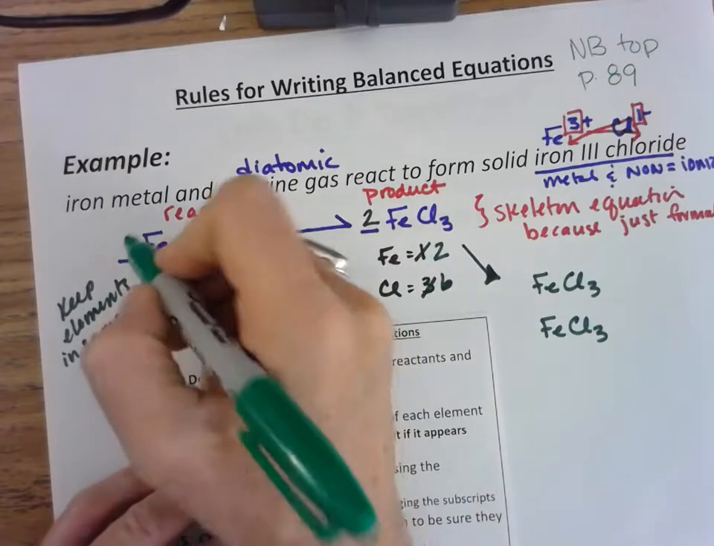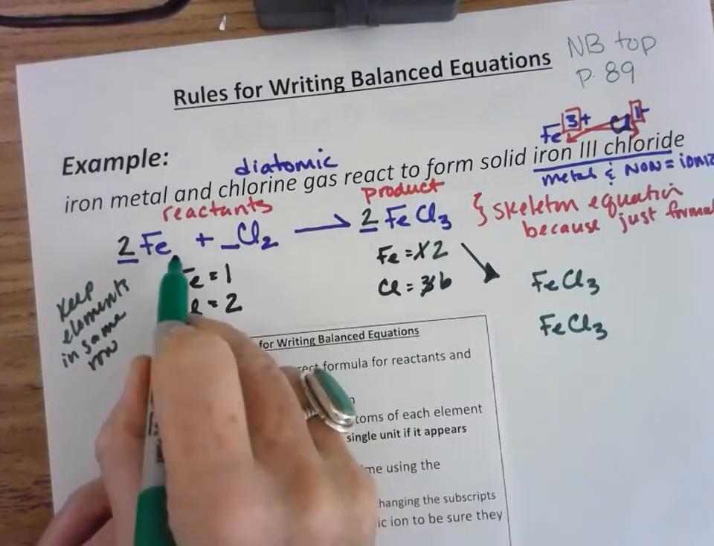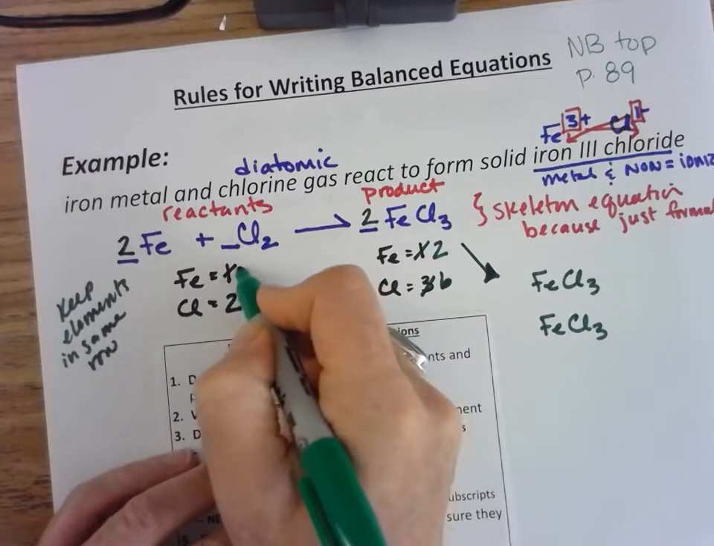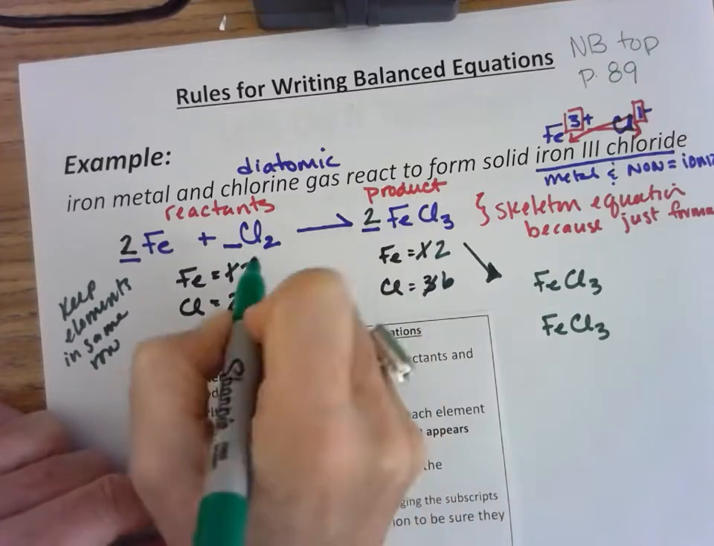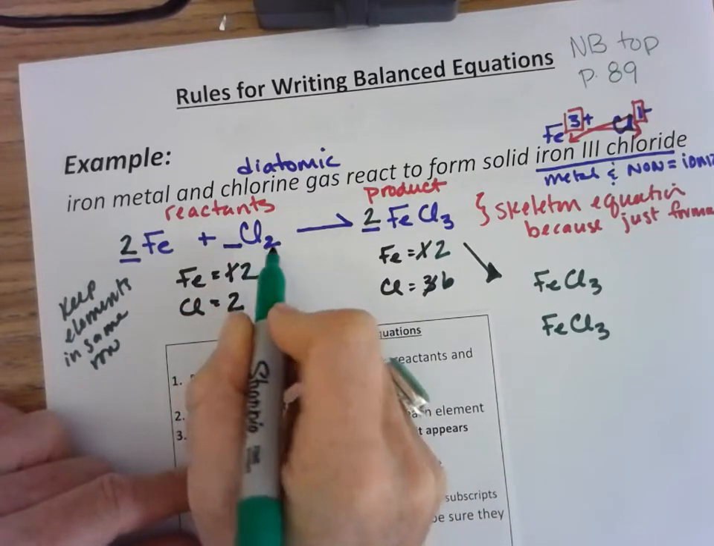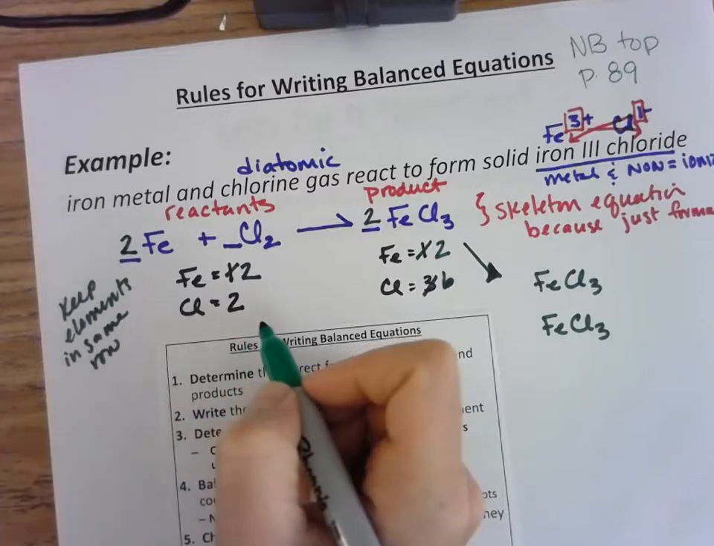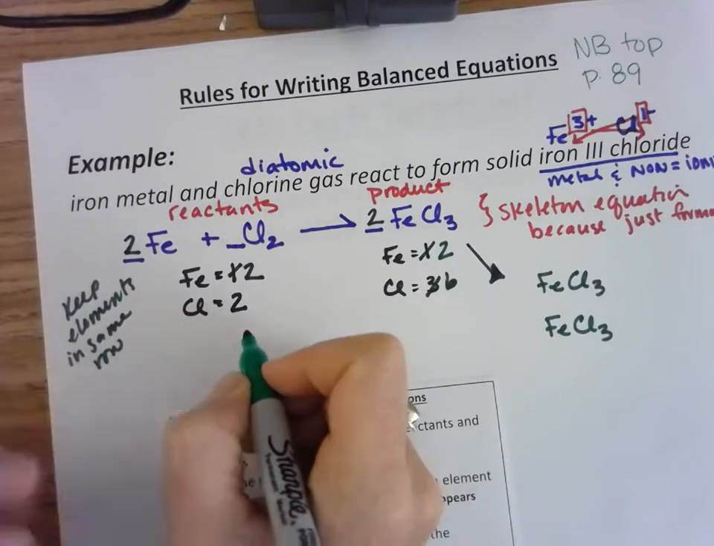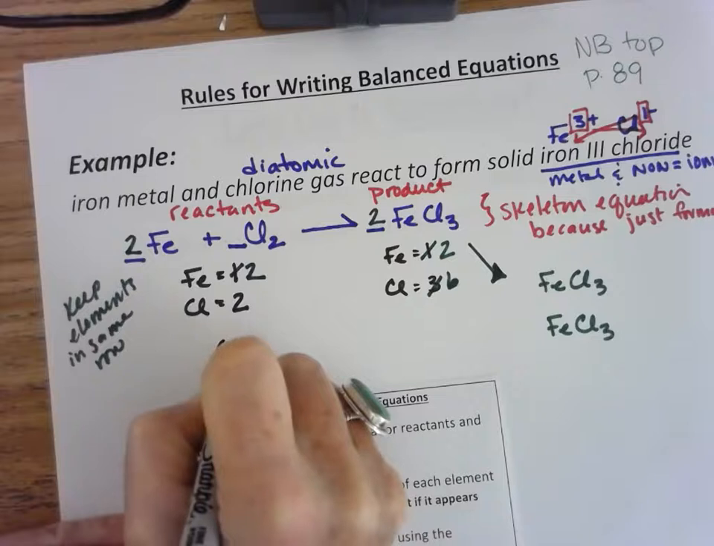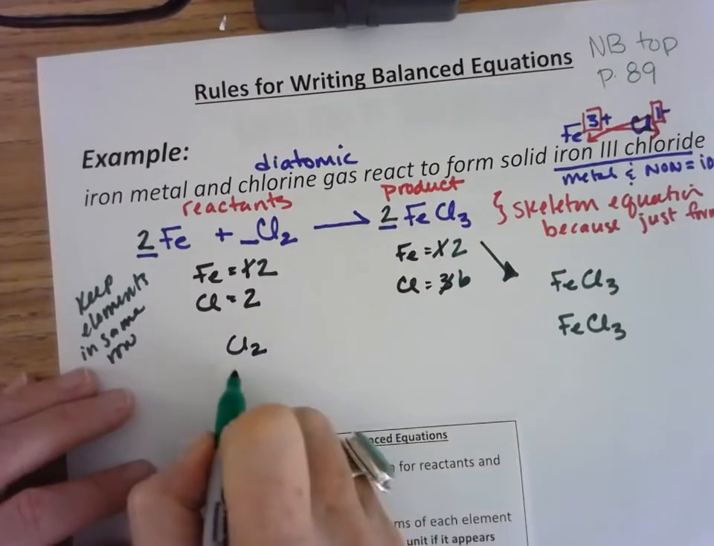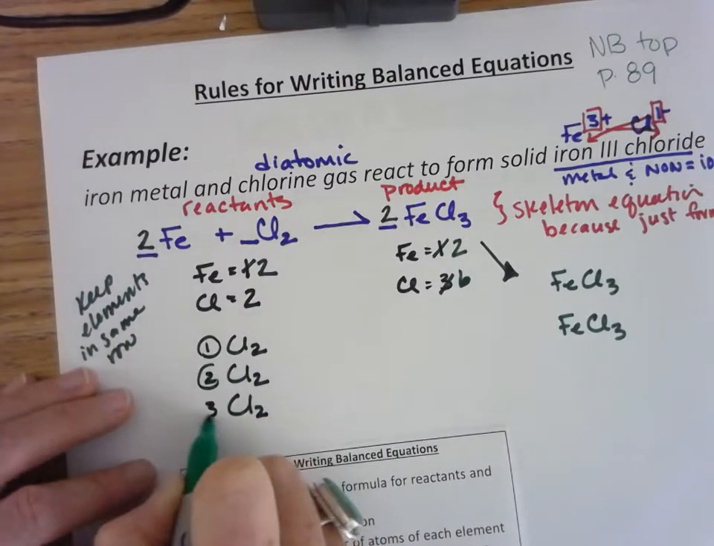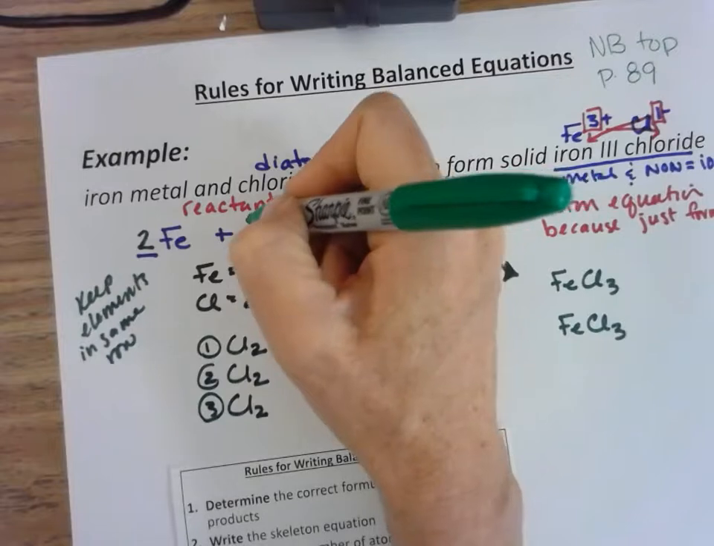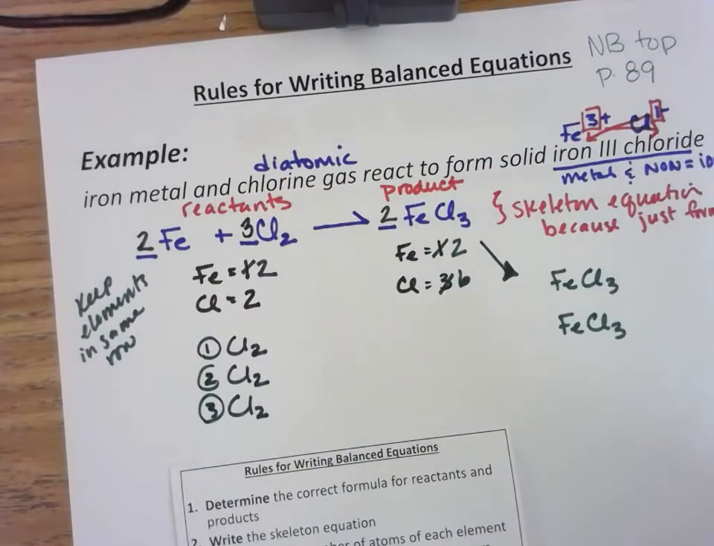So I'm going to add a 2 in front of this Fe, and there's a 1 understood here. I now have 2 here, and I have a 6 to a 2. So if I look here at the Cl, I have to figure out how many Cl2s I need in order to get 6 total chlorine atoms. So in order to do that, there's 2, 4, 6. So I need 1, 2, 3 chlorine diatomic molecules to get 6 total chlorine atoms.